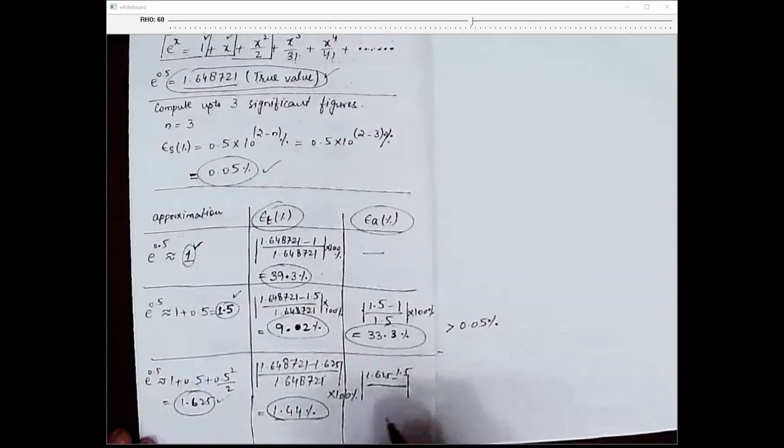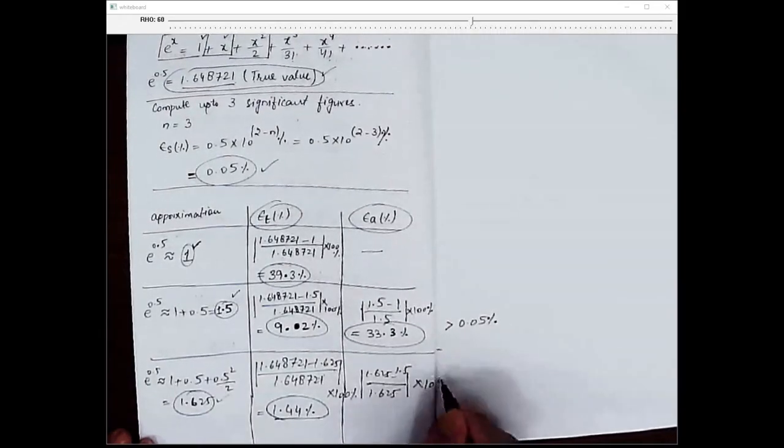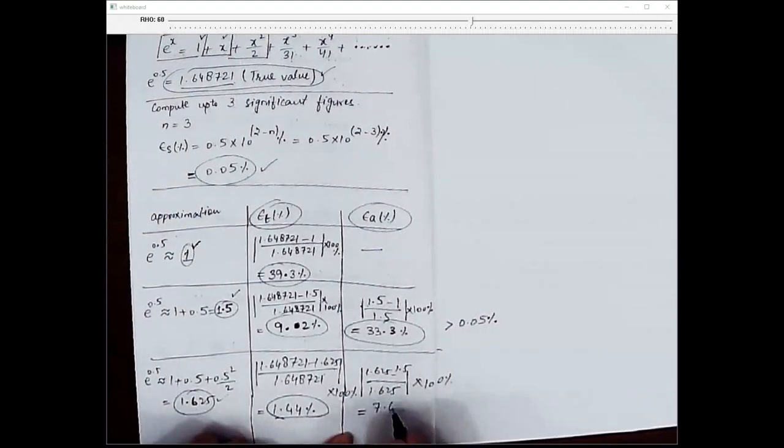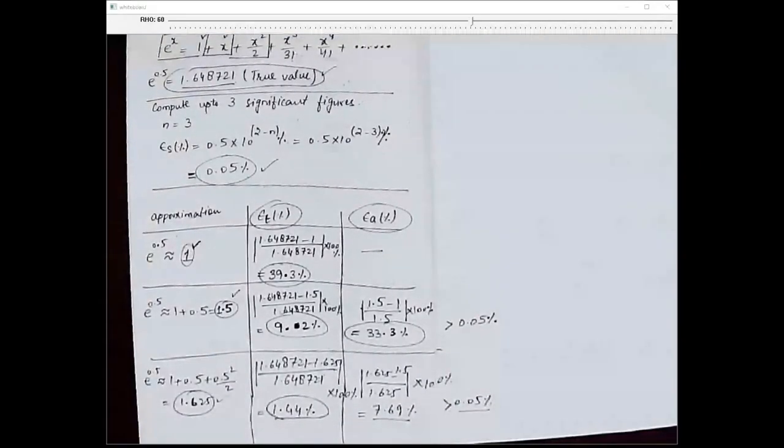It is 1.5 divided by 1.625. Multiply with 100%, and then this value will determine whether I should continue or not. So this error is 7.69%, which definitely is greater than 0.05%. Okay, and we should continue with the next. We should repeat.